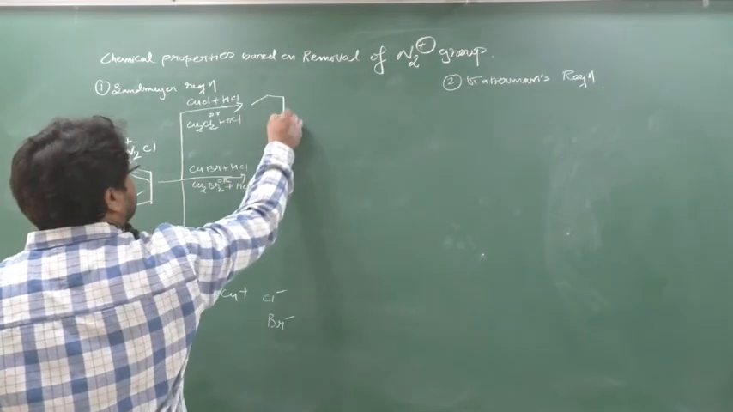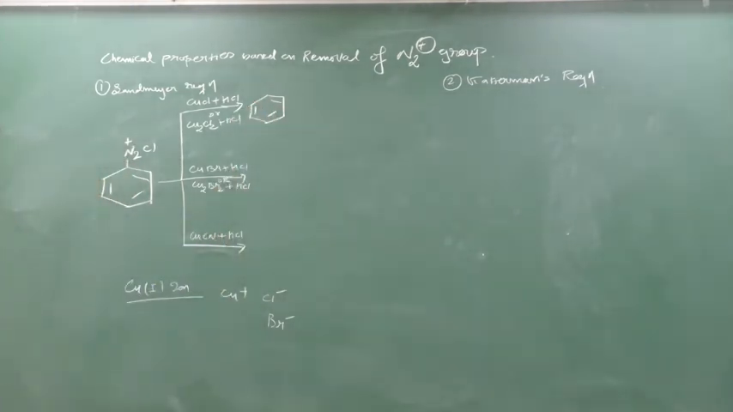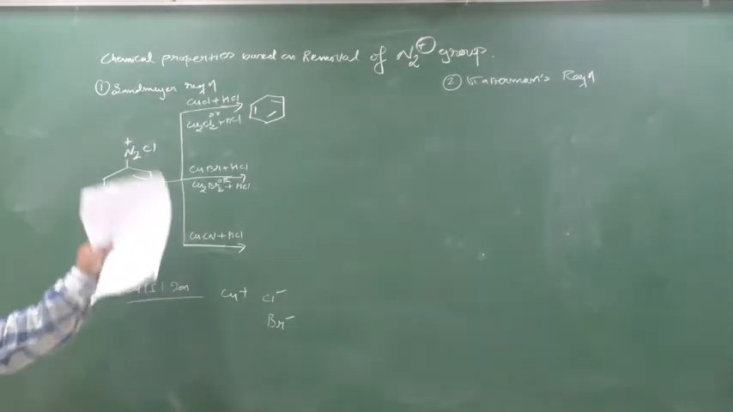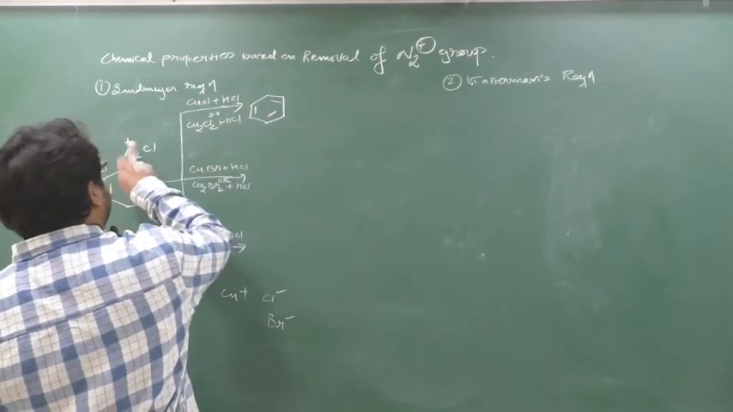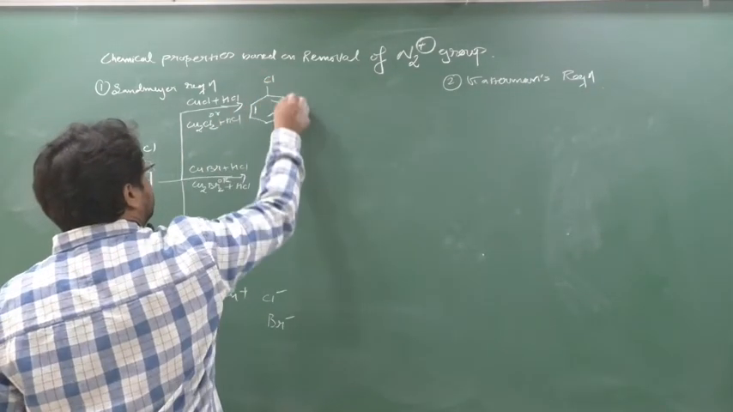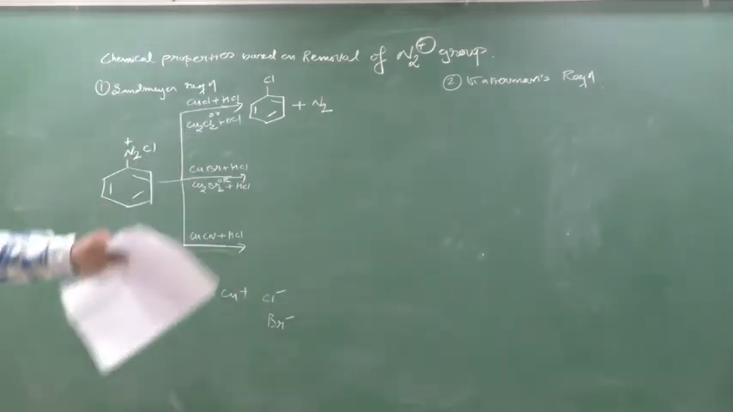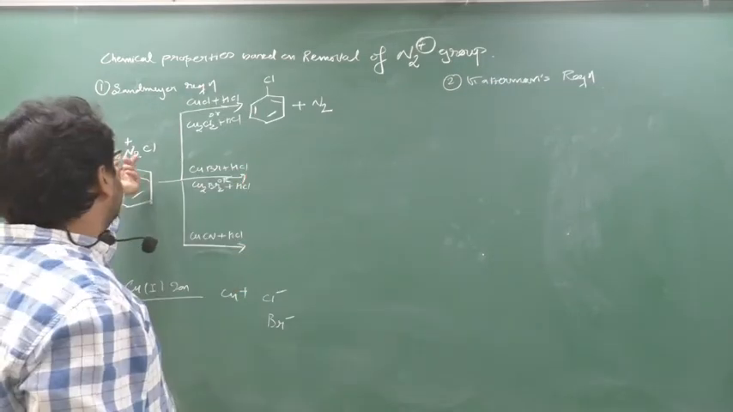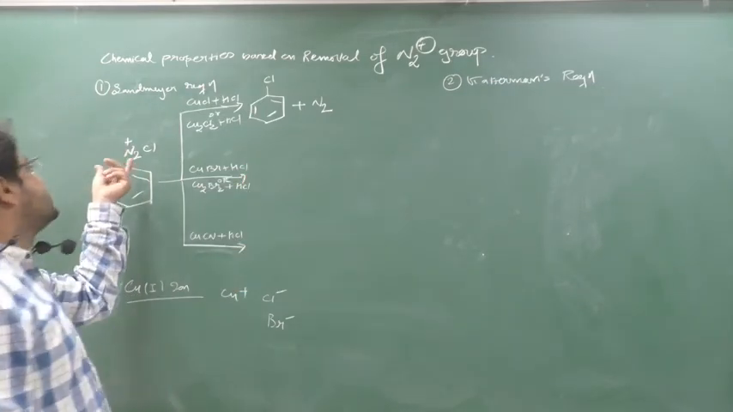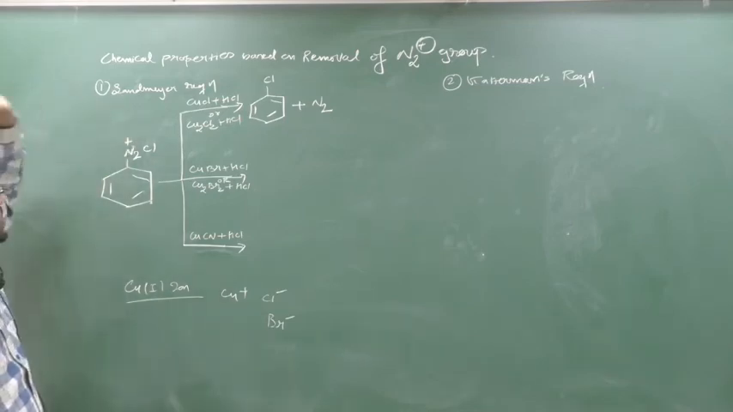There is no mechanism for this, just remember it's very easy. So when you react the benzene diazonium chloride with copper 1 ion, that is copper chloride and HCl, you will get chlorobenzene, means this nitrogen group will be removed. Here you will get Cl plus N2. You can see here chemical properties based on the removal of N2. So this N2 plus will be removed as nitrogen gas. Why? Because this is a nitrogen and here entropy is also supporting removal easily, because this is a molecule form, no? So nitrogen can be released easily here.